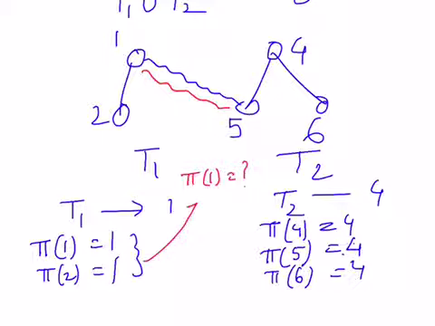Immediately from here I can tell it is 1. Who is the parent of 5? Immediately I can say it is 4. So when we know that the parent of 1 and parent of 5 are different, they belong to different trees, and I am safe to add the edge 1, 5.